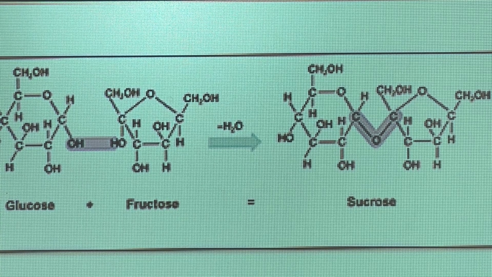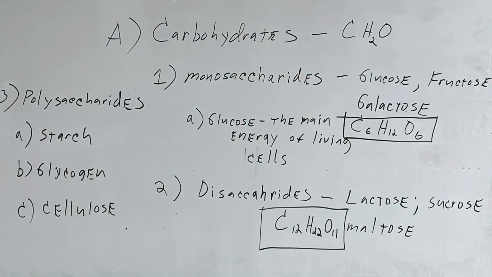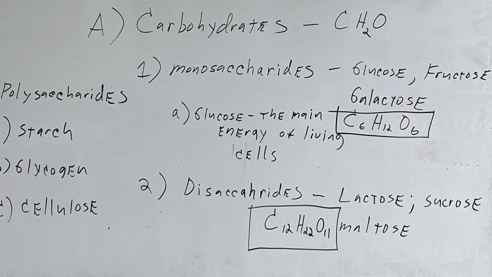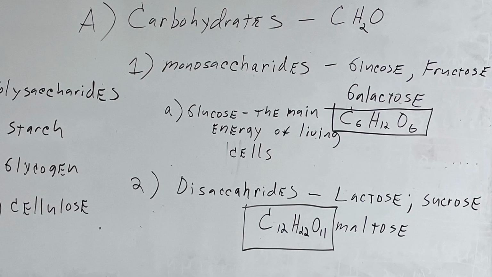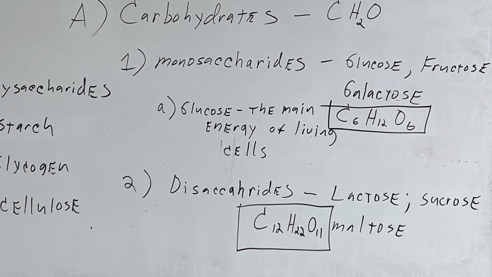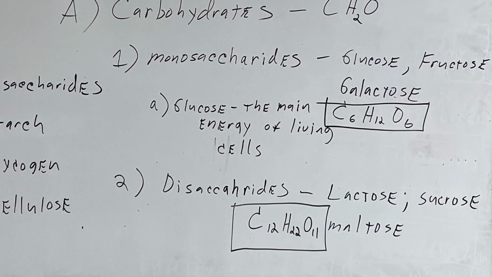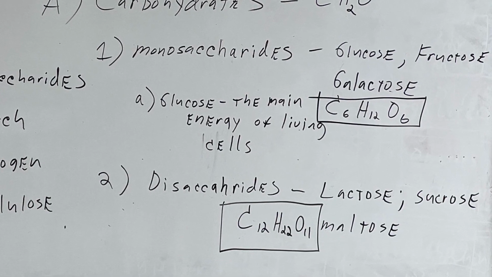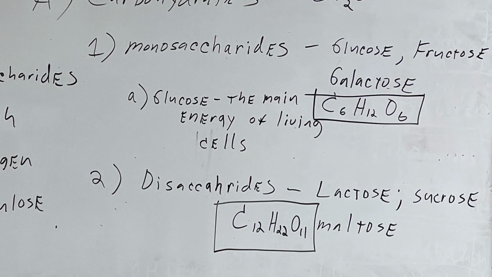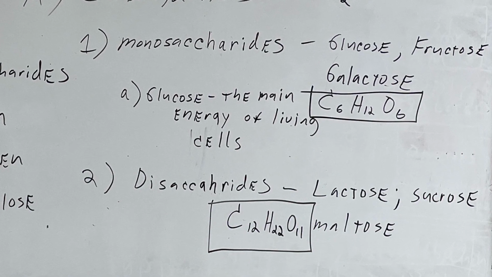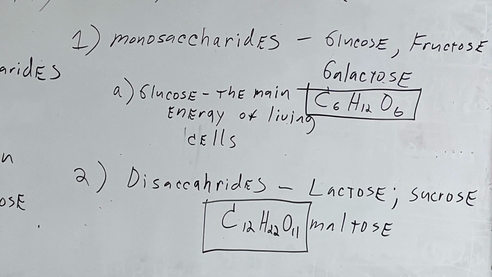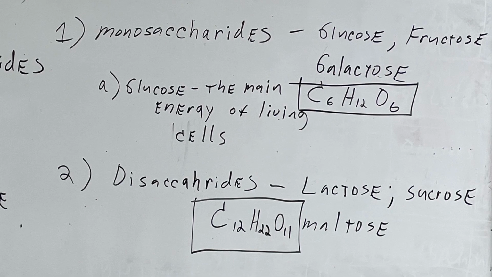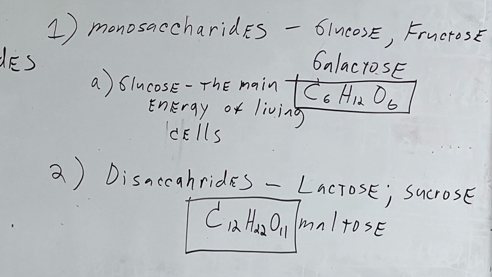In a similar way, glucose and galactose will link together to make lactose. And lactose is commonly called milk sugar. I do want you to know the two sugars that make up these disaccharides. Here they are again. Sucrose consists of glucose plus fructose. Lactose, milk sugar, consists of glucose plus galactose. And finally, maltose is a chemical combination of two glucose molecules.